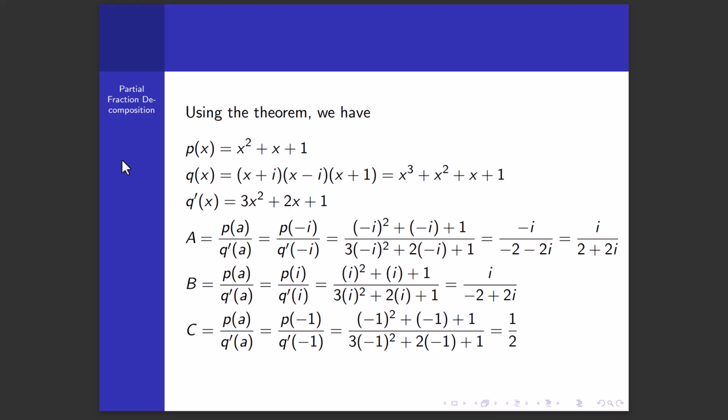When I go to find the coefficient capital A, because capital A was over the x plus i factor, we're going to plug in negative i. And we get i divided by 2 plus 2i when I plug it into that ratio of P of a divided by Q prime of a. I do the same thing for capital B and capital C. When I do it for capital B, I get i divided by negative 2 plus 2i. When I do it for capital C, I get 1/2.